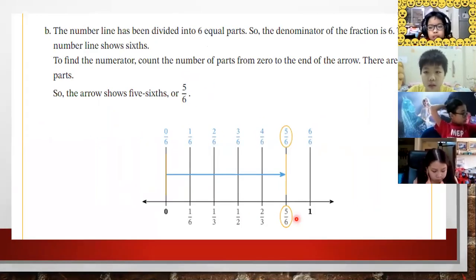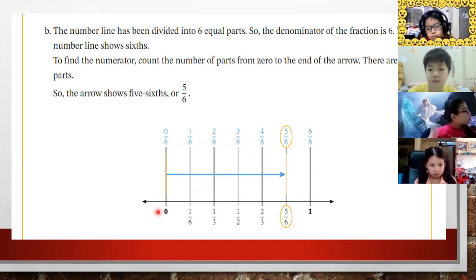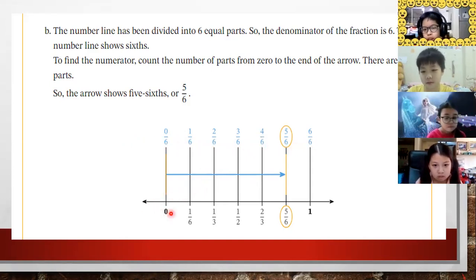Next. This arrow, you see this arrow from 0 to 5. Same with the number line A. The number line has been divided into 6 equal parts. Okay, so the denominator of the fraction is 6, because this 0 to 1 is divided into 6. 1, 2, 3, 4, 5, 6.